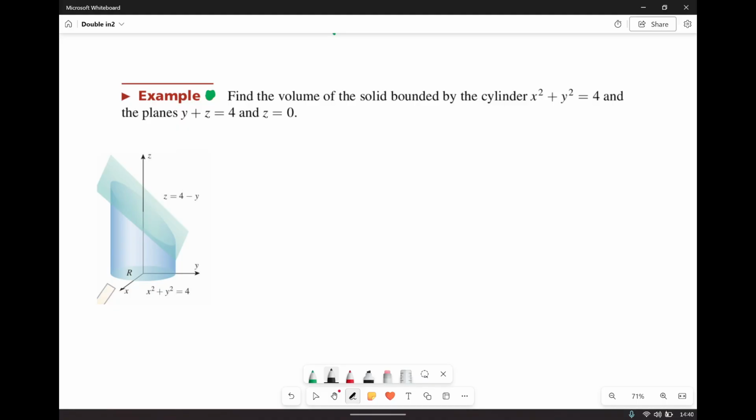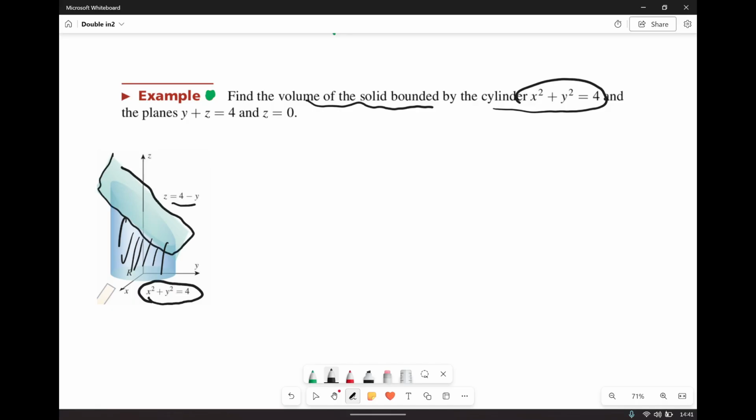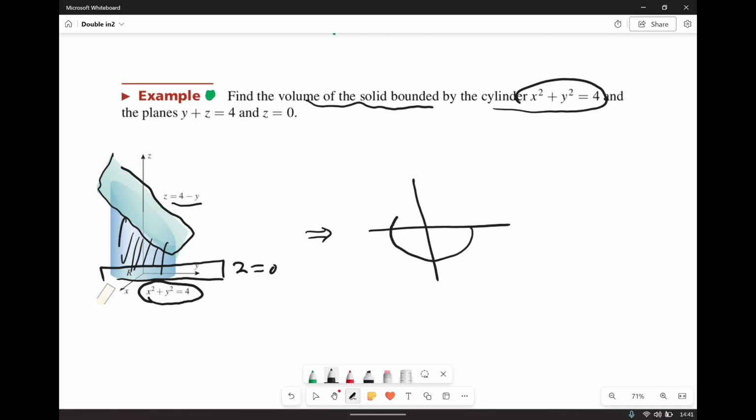In this section we're going to calculate the volume of the solid bounded between the cylinder x squared plus y squared equals 4 and the two planes z equals 4 minus y and z equals 0. What we must do is learn double integrals. Let's dive in. At first, we know our region is a circle, exactly this circle between minus 2 and 2.